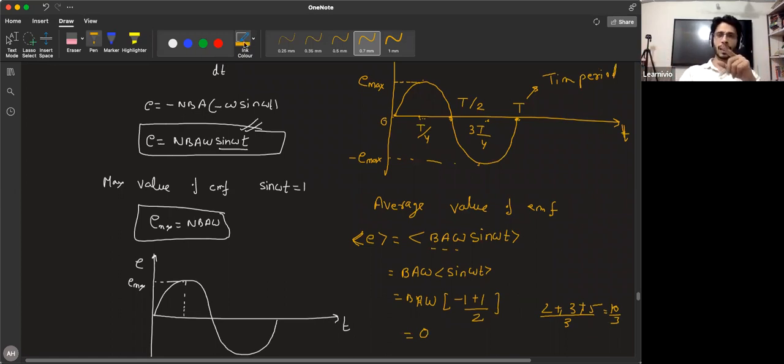That the average is 0 is clear from this plot also. This part is positive, this part is negative. Both positive and negative are equal, so you can say that they cancel each other.